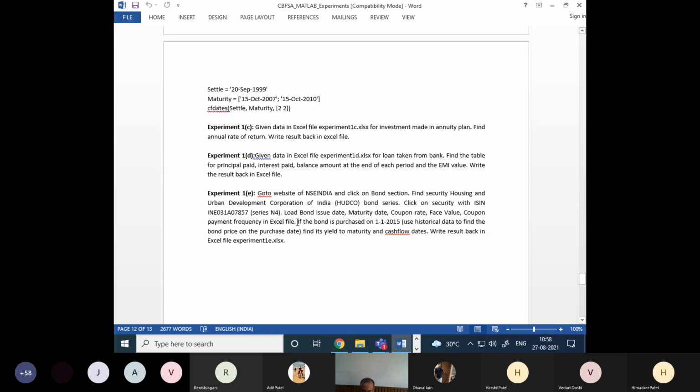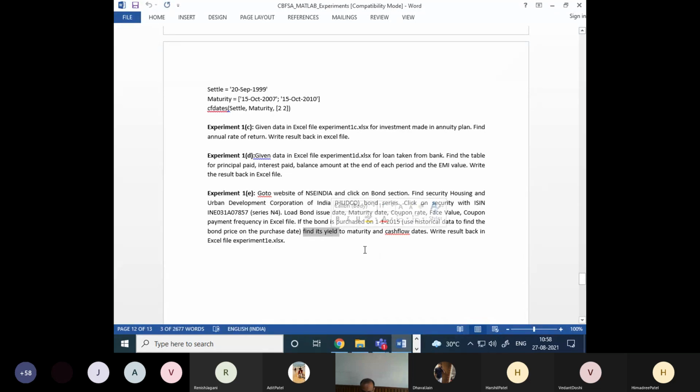Assume that we have purchased the bond on 1st January 2015. To get its price, use the historical data, which is also available on the same website. Find the bond price on that purchase date and copy this value in the Excel file. Then you have to run the analytics in MATLAB. Read this Excel file in MATLAB and run the analytics to find the yield to maturity, YTM.